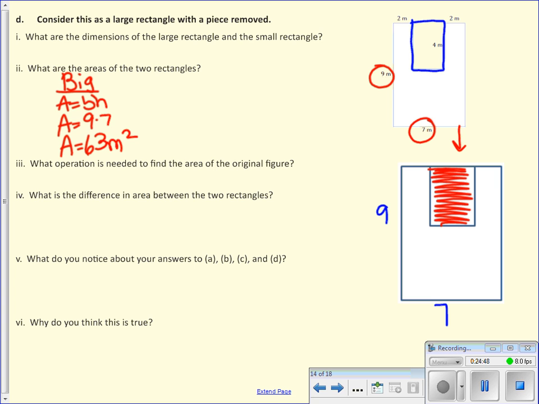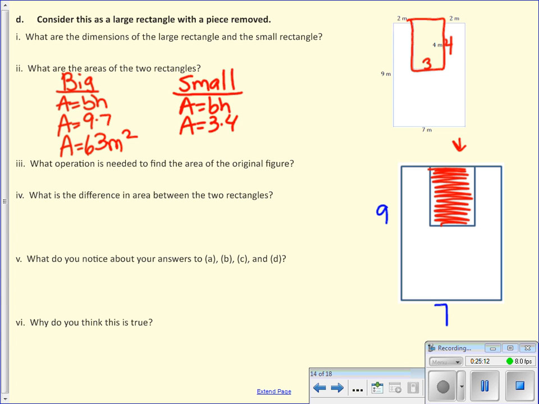So what are the measurements of this smaller rectangle? This smaller rectangle here. What is the height? What is the base? 3. So here's the smaller one. I should have done this in different colors. Area is base times height. Area equals 3 times 4. Area equals 12 meters squared.